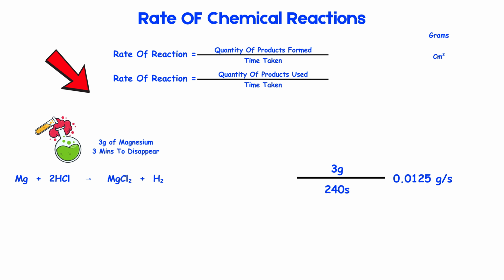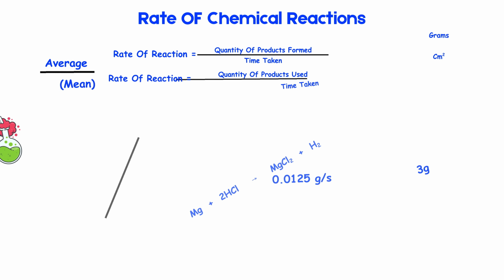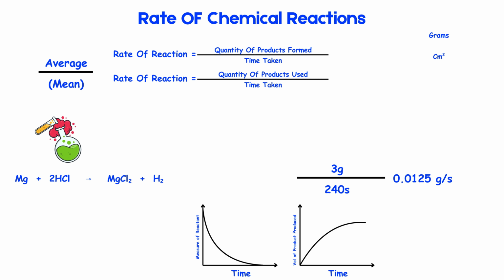In reality, most chemical reactions do not proceed at a constant rate. Typically, the reaction starts off rapidly when there is a high concentration of reactant particles available to collide and react. As time passes and the reactants are used up, the reaction slows down gradually. We can illustrate this behavior more clearly by plotting graphs. On these graphs, we place time on the horizontal axis and either the mass of reactant remaining or the volume of product formed on the vertical axis.